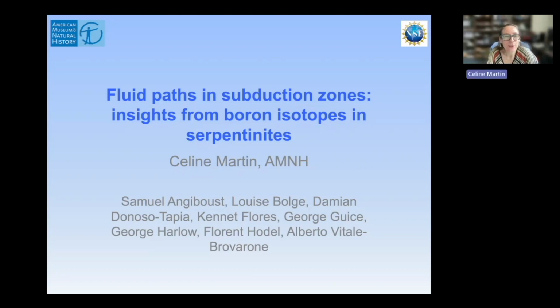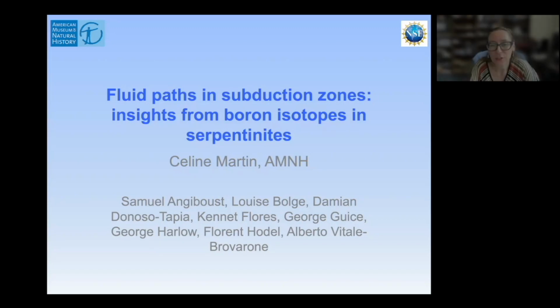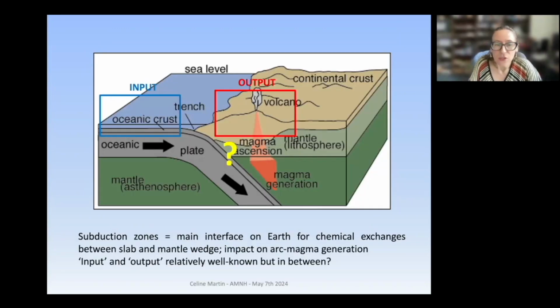I'm happy to be here today to talk about the fluid path in subduction zones, particularly what we get from using boron isotopes in serpentinites. Subduction zones are very interesting because they are the main interface on Earth for chemical exchange between the surface, which is going down as the slab, and the mantle wedge. And all these exchanges are happening mostly through fluid exchange.